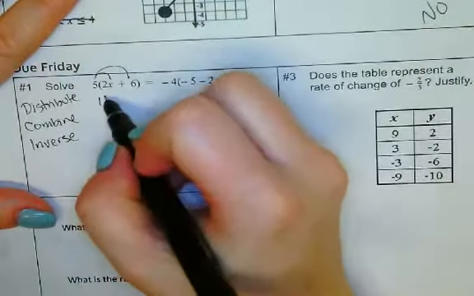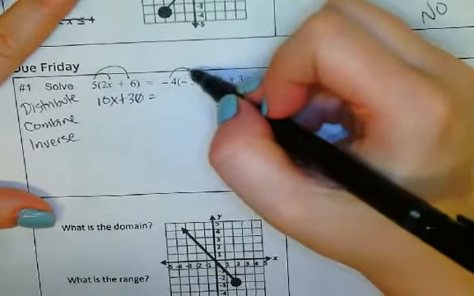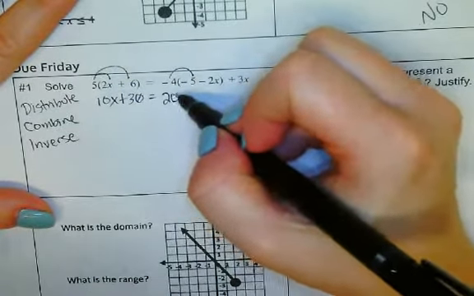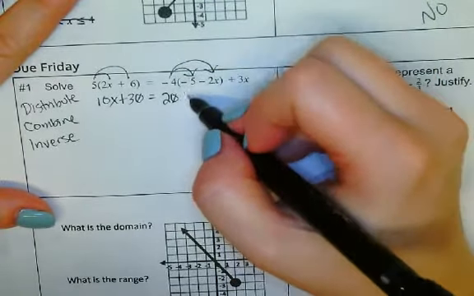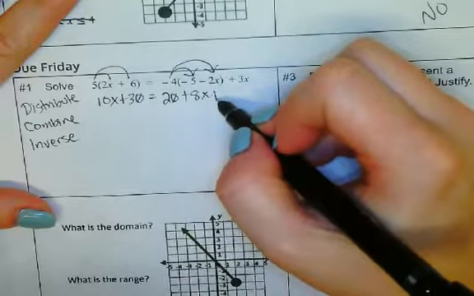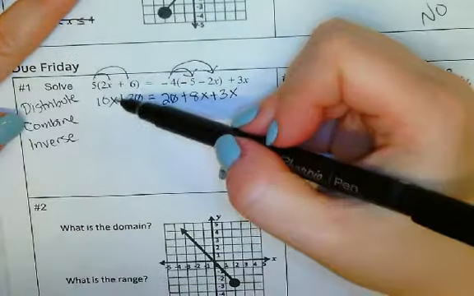So, distribute 10x plus 30. Remember, you're multiplying when you distribute. Negative 4 times negative 5, positive 20. Negative 4 times negative 2x, positive 8x. Bring down anything we don't math with. Then we combine if we can.